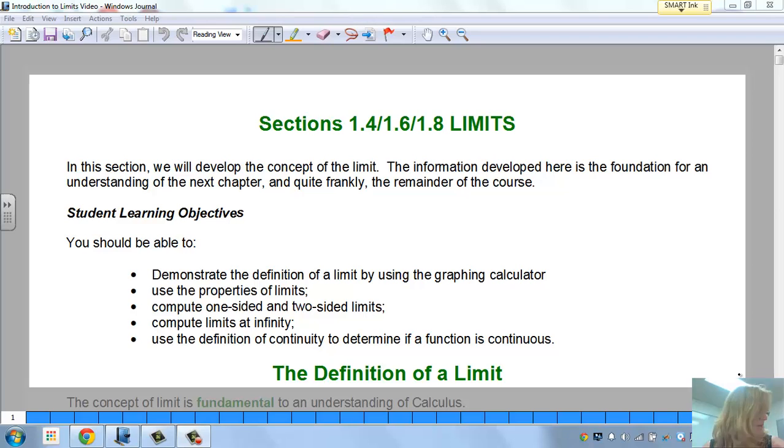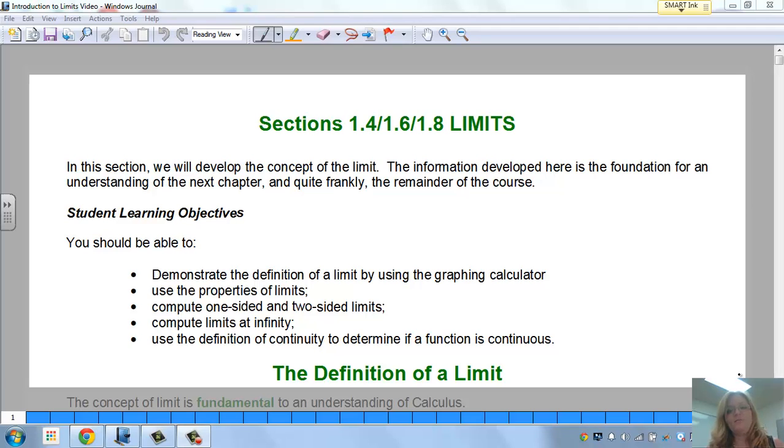Welcome to the Introduction to Limits. I've split these notes into 4 videos. This first one's a bit short, but I wanted to give you the basics of limits before we started talking about the algebra. In this section, we will develop the concept of a limit.